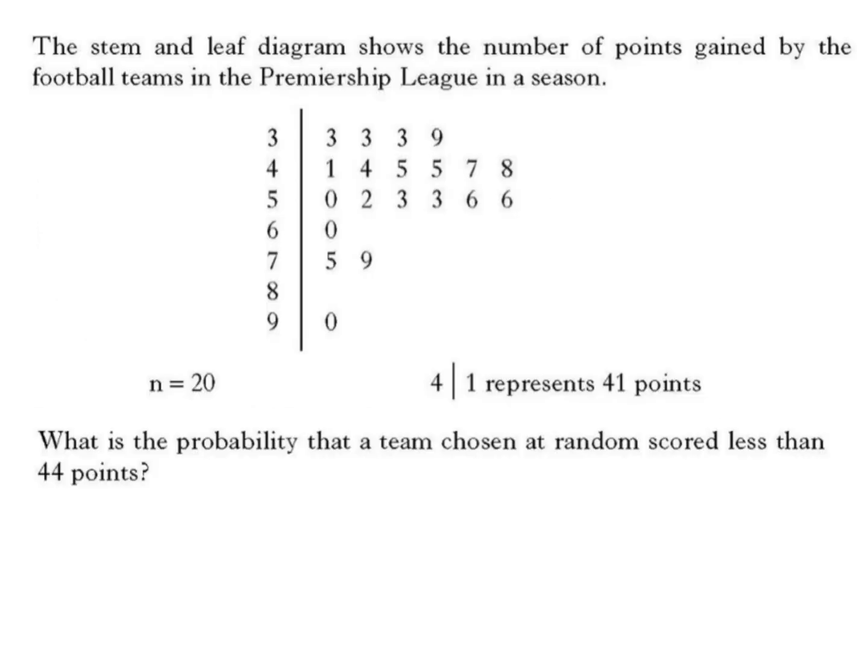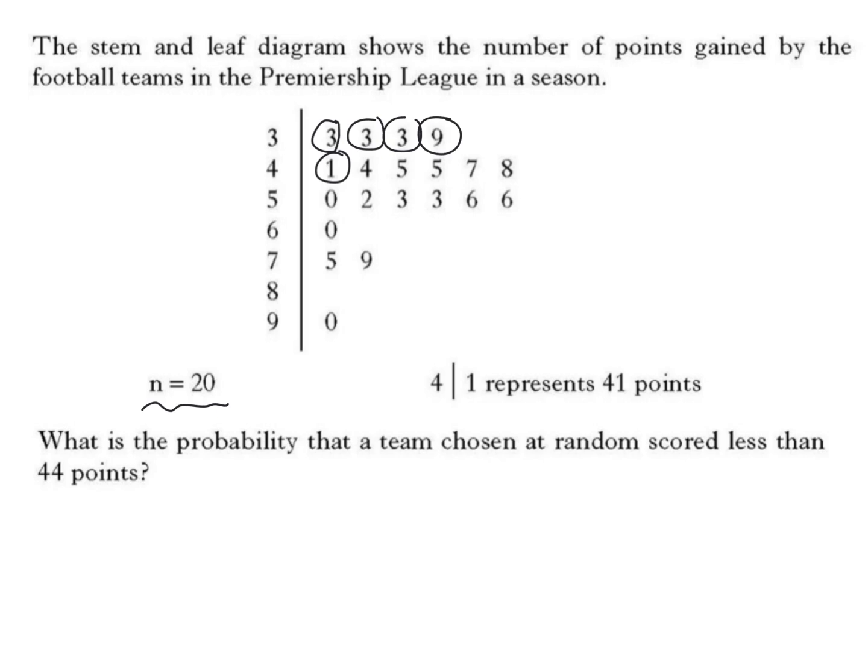Let's look at another diagram. Do you remember these? Stem and leaf diagrams. So this stem and leaf diagram shows the number of points given to football teams in the Premier League in a season. What is the probability that a team chosen at random scored less than 44 points? So you could spend all day counting up how many teams you've got, or you could look at your key. There were 20 teams listed in this table. The probability that someone scored less than 44 are these guys here. I'm going to circle 1, 2, 3, 4, 5.